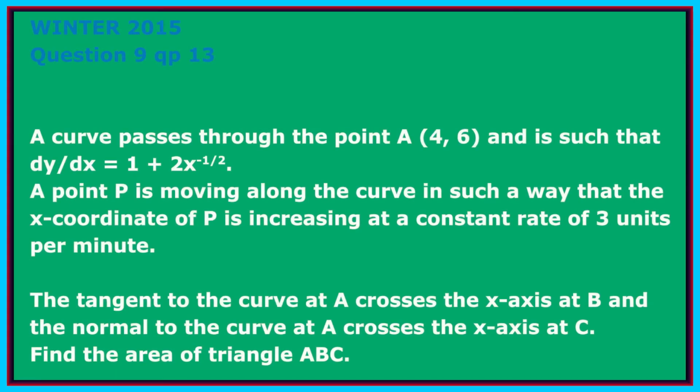Question 9, QP13, winter 2015. A curve passes through the point A (4, 6) and is such that dy/dx is equal to 1 plus 2x to the power negative half. A point P is moving along the curve in such a way that the x-coordinate of P is increasing at a constant rate of 3 units per minute. Part (i): The tangent to the curve at A crosses the x-axis at B, and the normal to the curve at A crosses the x-axis at C. Find the area of triangle ABC.